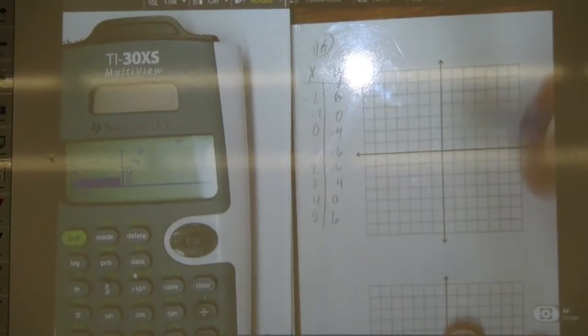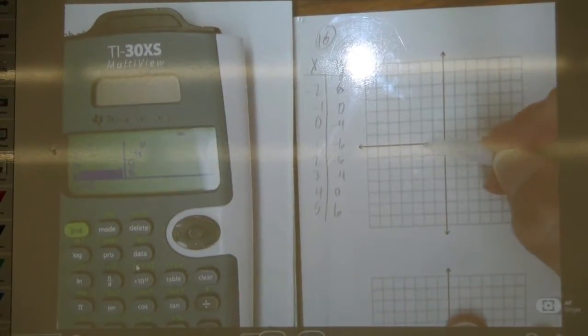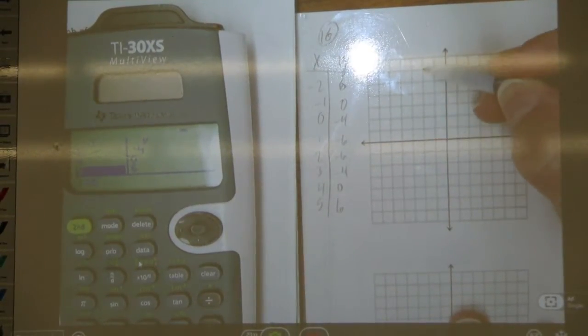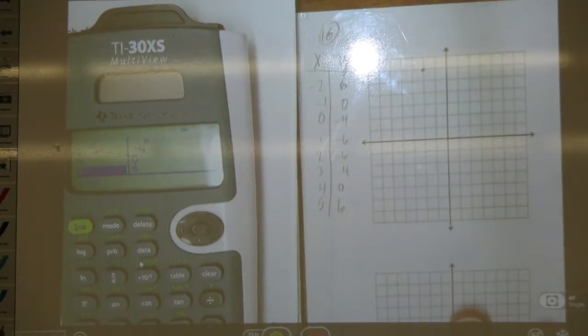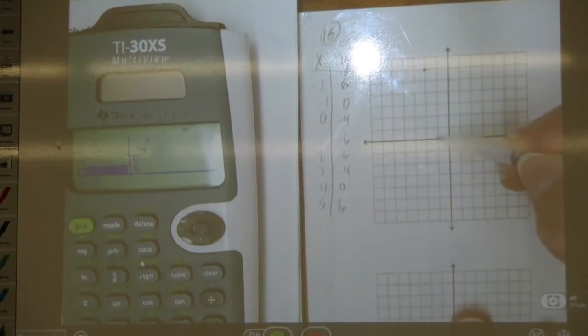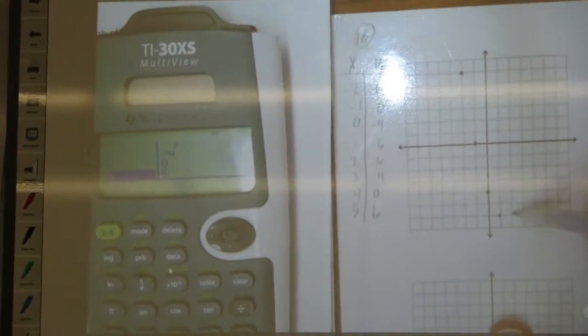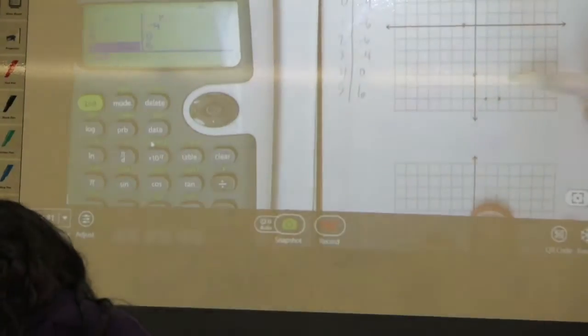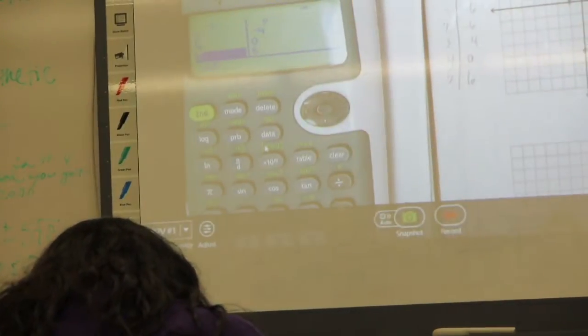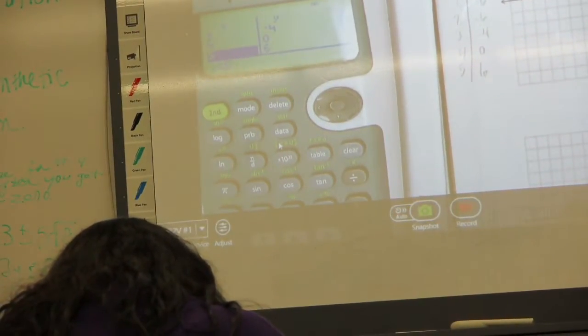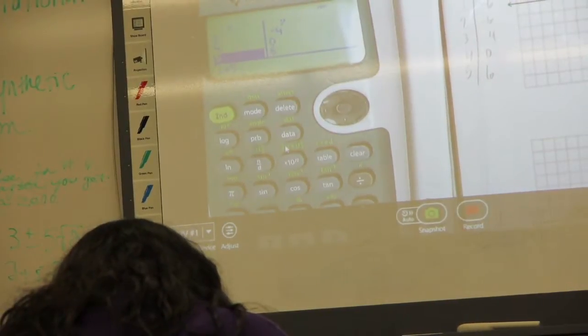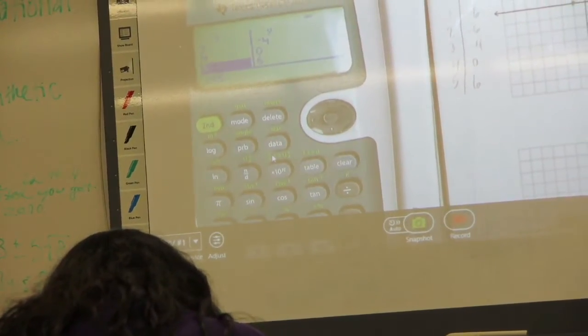All right, so this one can just be scaled 1 to 1. So negative 2, positive 6, it goes up to 7, so it's the one from the top. Negative 1, 0, 0, negative 4, negative 1, negative 6, negative 2, negative 6, 3, negative 4. The nice thing about quadratics is they're symmetrical, right? 4, 0, and 5, 6.